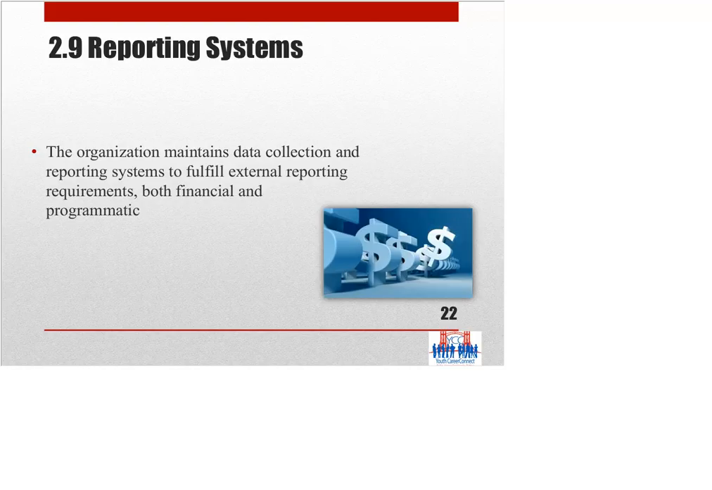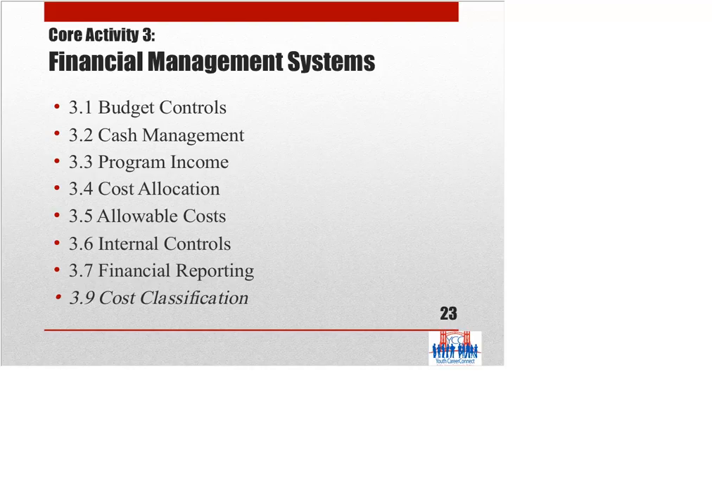Now moving on, next slide please, is core activity 3. And this centers around all of the financial management systems. The financial management systems will include all of these items listed in this slide that govern budget controls, cash management, and program income, the method in which you allocate both direct and indirect costs, the policies in place to determine whether or not a cost is allowable, internal controls, and the systems that are used to generate financial reports.